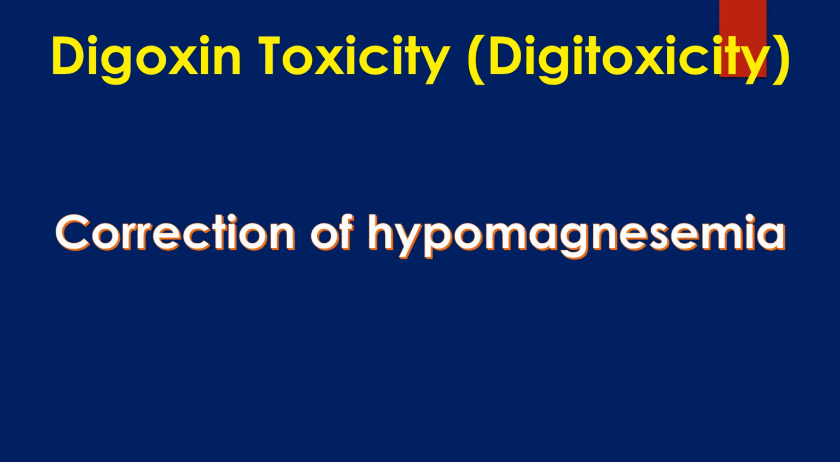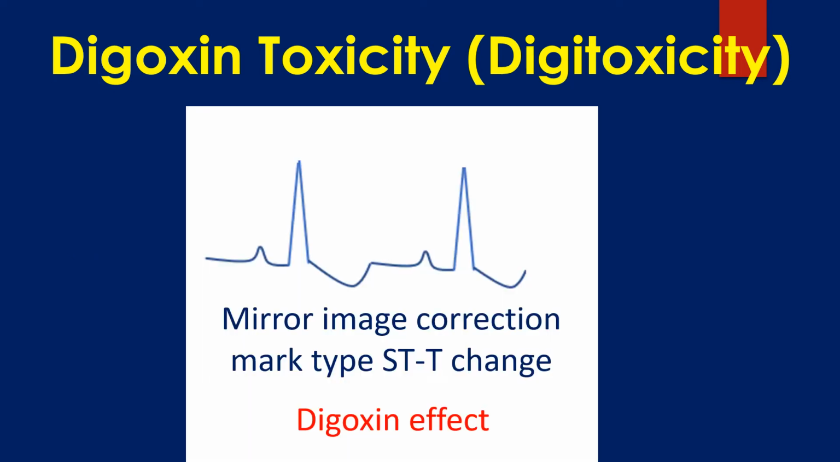When potassium levels are normal, magnesium levels could be the culprit in digoxin toxicity. Severe hypomagnesemia can precipitate digoxin-induced cardiac arrhythmia with normal serum digoxin and potassium levels and respond to correction of hypomagnesemia. It is conventionally mentioned that the mirror image correction mark type of ST-T changes occur in digoxin effect in the leads corresponding to the dominant ventricle, while the changes occur in other leads as well if there is digitoxicity.